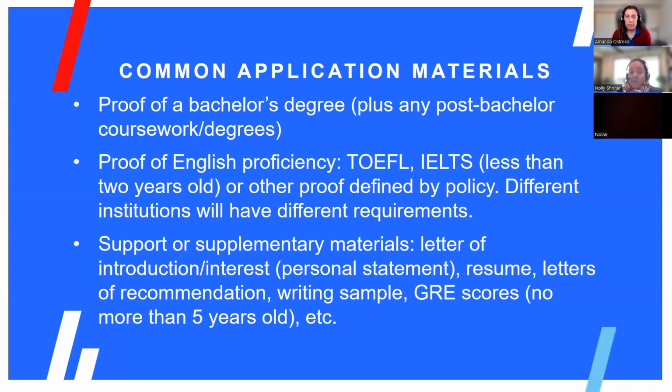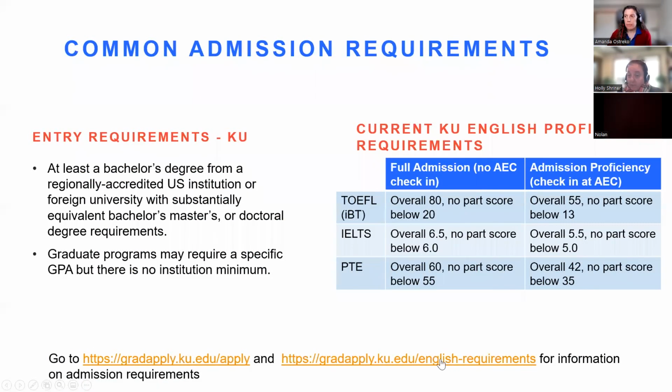These are things like letters of introduction or a personal statement, a resume or a CV, letters of recommendation, a writing sample, GRE scores. At the University of Kansas, all of those things are entirely departmental specific. So each individual department can decide what they might ask of an applicant. Other institutions might have a standard university requirement saying that certain things have to be required by the university.